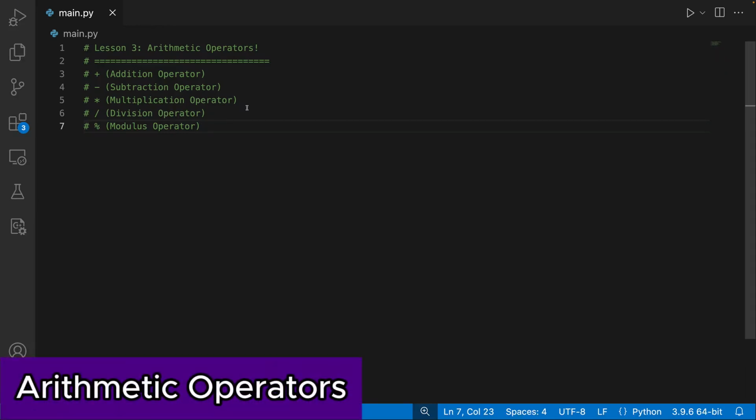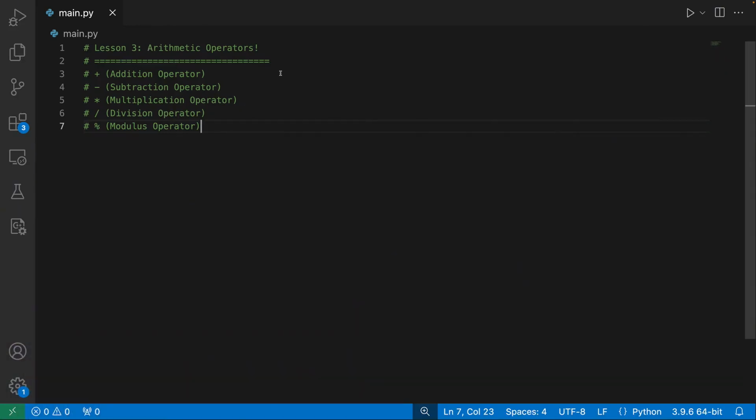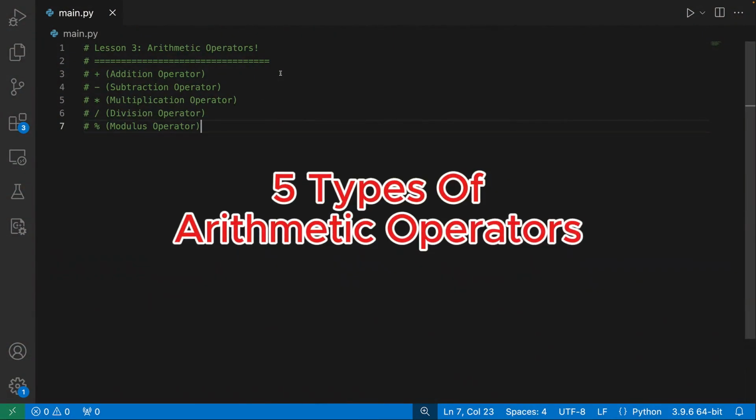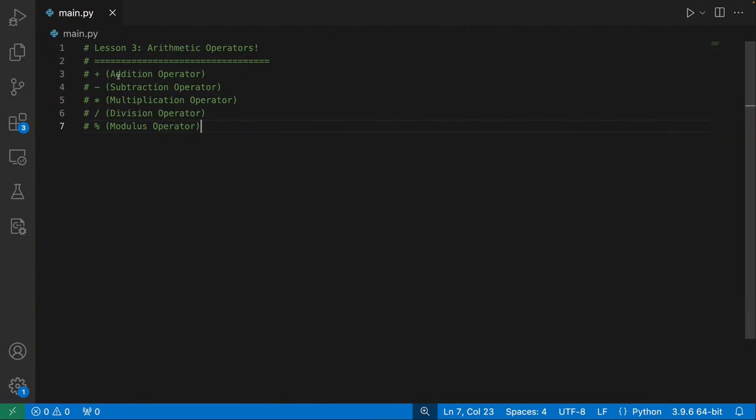Hey guys, welcome back. In this lesson, we are going to be looking at arithmetic operators. There are 5 different types of arithmetic operators that we can look over. We have the addition operator, the subtraction, the multiplication, the division, and the modulus. And we're going to take a look at how all of these work and how we can use them when programming in Python. So let's get to it.